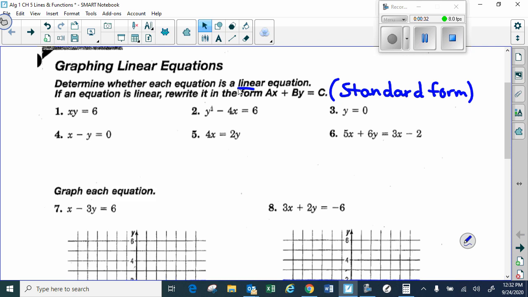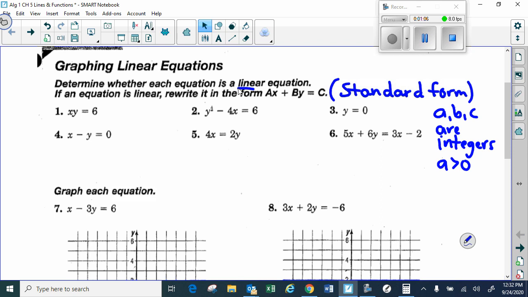Okay. What they don't put on here is our normal conditions for A, B, and C. They're using capital letters here. It can also be written with lowercase letters. A, B, and C are integers. So no decimals, no fractions. And A is usually greater than 0. Those are your conditions for most books.